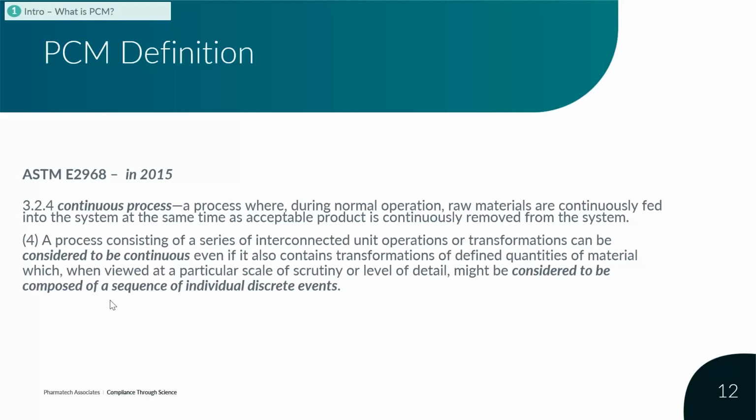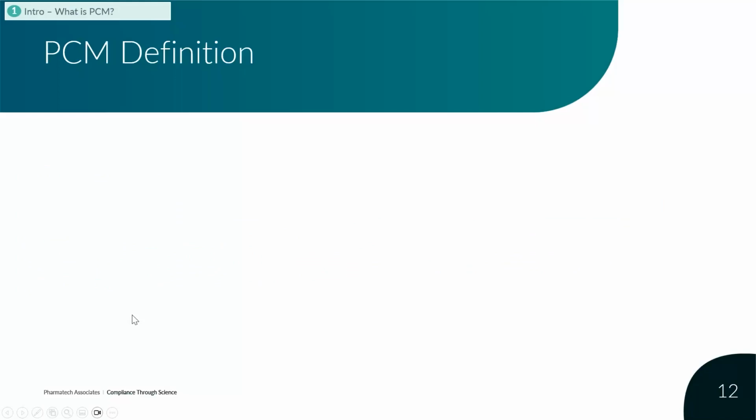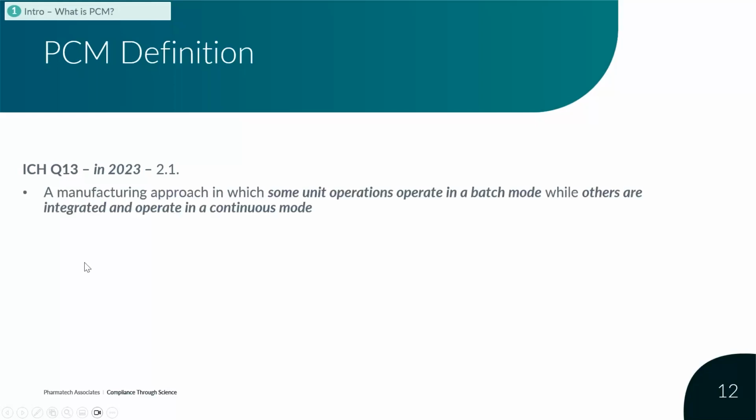But this is no conflict. This basically says continuous processes can be combined of a continuous flow regime element as well as a discrete flow element. There's no contradiction in the definition, and this is why I think we talk about PCM, pharmaceutical continuous manufacturing. At the beginning of this year, ICH came out with the Q13 guideline, where I think it's described a little bit more simply. So you have some unit operations operating in a batch mode, where others are integrated and operate in a continuous mode.